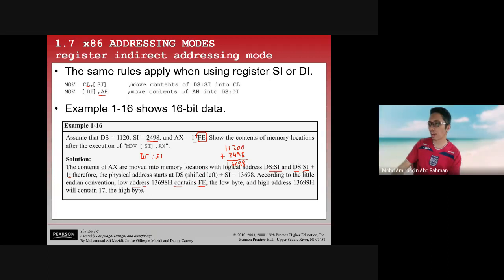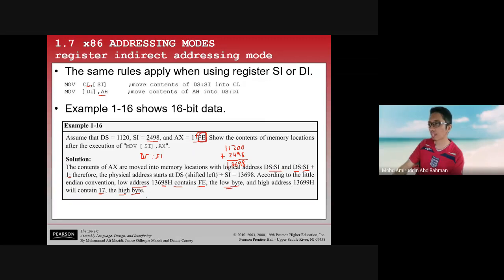And the high address will contain 17 in the high byte. Now how does it become? We move AX now. So this move will affect the lower 4 bits, so this one will become FE at the low byte.